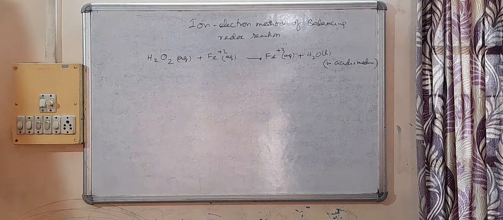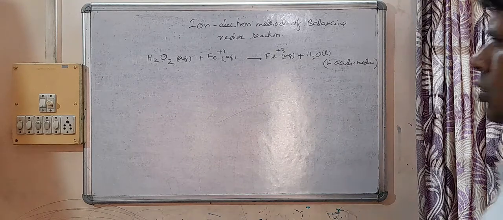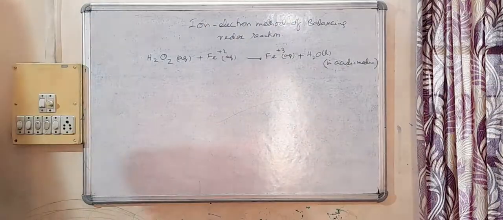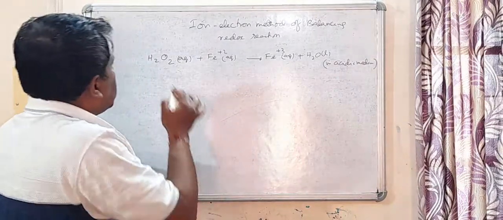Okay, good morning, children. Here we are with the ion electron method of balancing redox reaction. Here is a question: H2O2 + Fe²⁺ → Fe³⁺ + H2O. Here also, the first thing that has to be done is we have to write down the oxidation number of the elements on top of them.